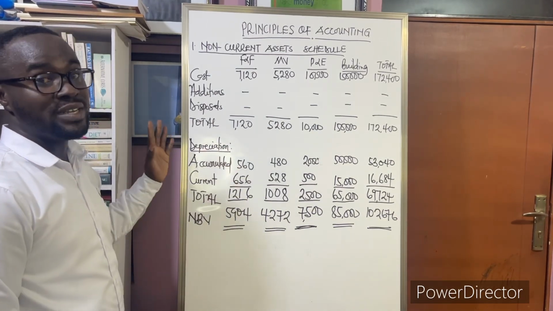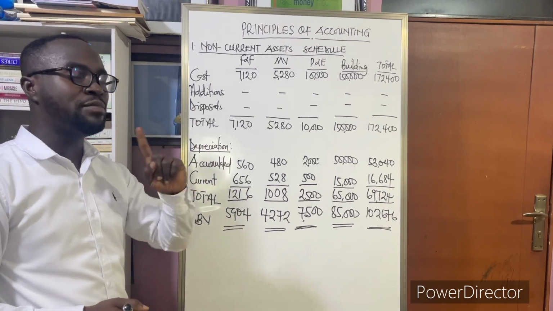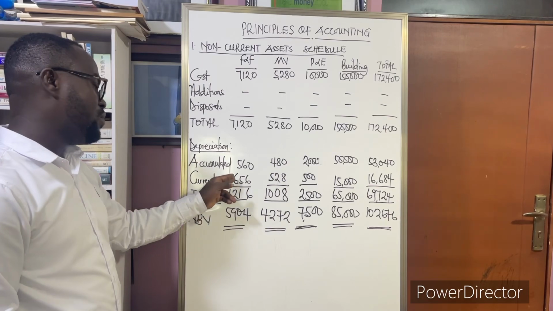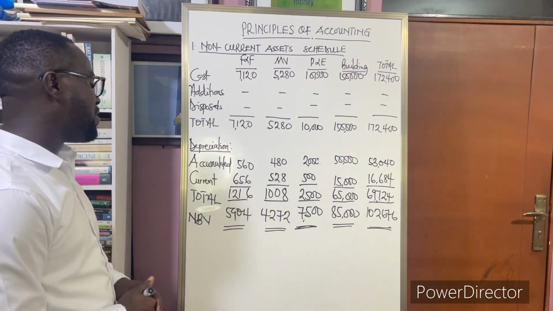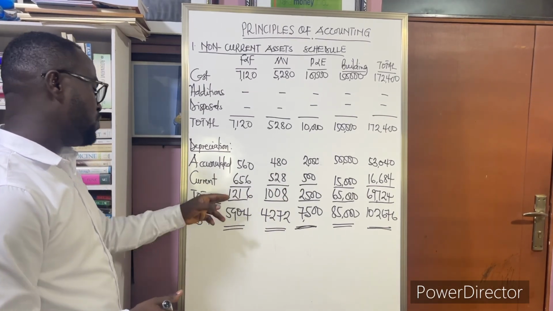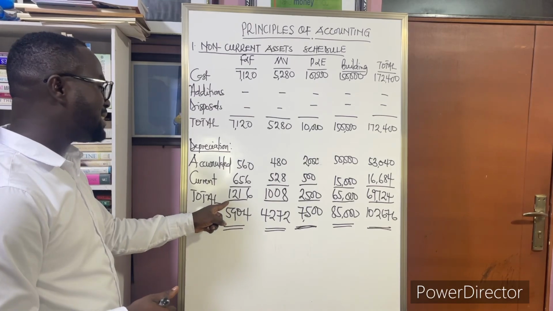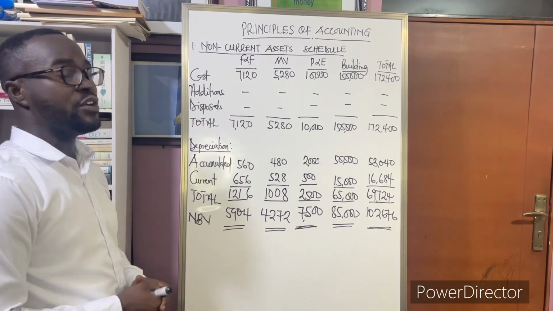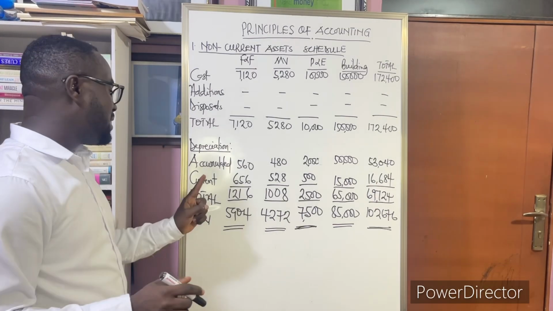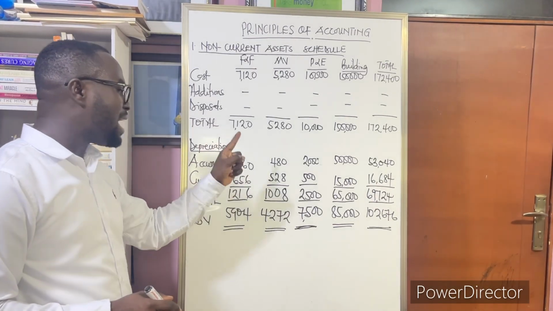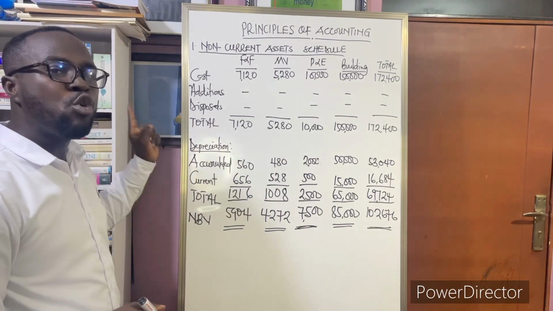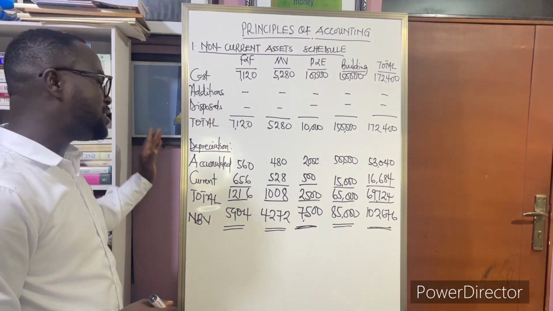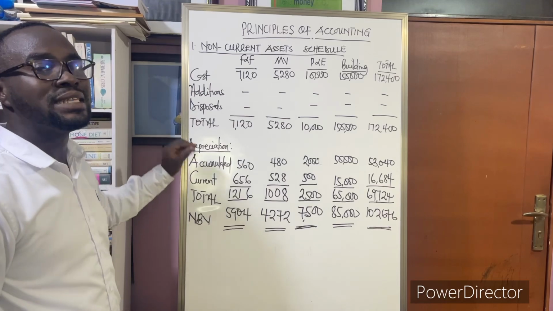This one was given. In some questions, you might not see accumulated depreciation, but you see provision for depreciation. They are the same thing. Then we computed the current year's depreciation. We got our total depreciation and we deducted it from the total cost, and we got the various net book values. The last thing is that the current year's depreciation that we charge will go to your income statement as operating expenses. Under the operating expenses, depreciation is an expense.